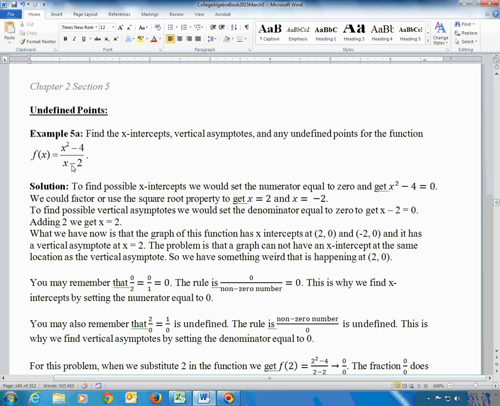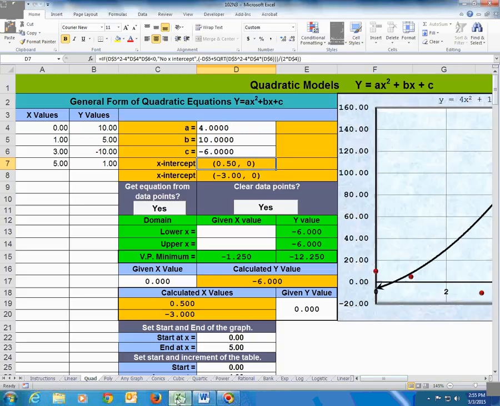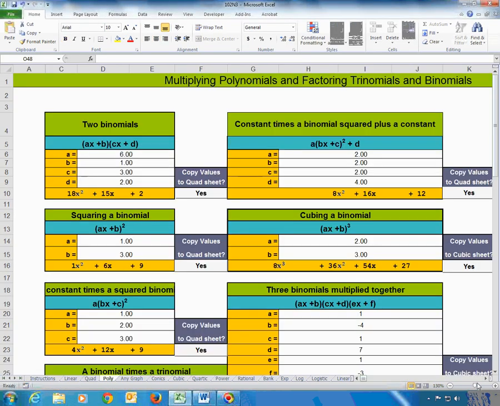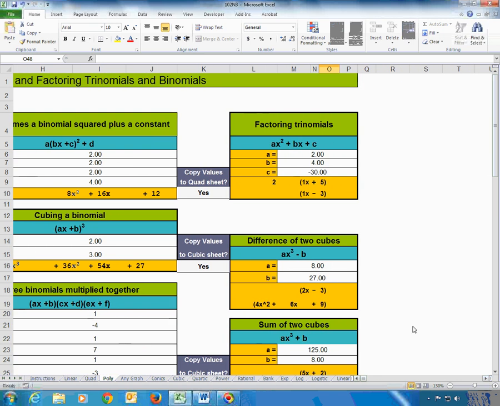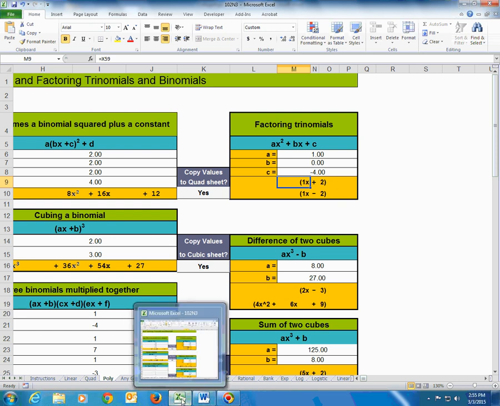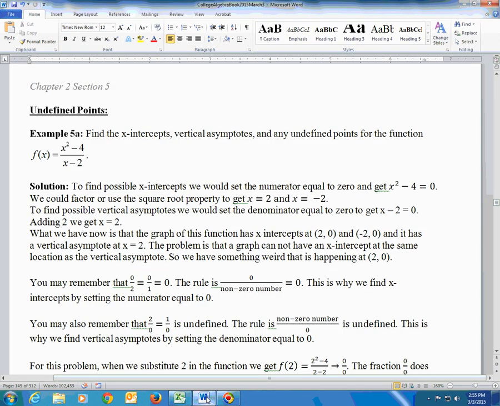Like if this was x minus 2, that quantity squared, that's okay. That means x minus 2 times another x minus 2. But this is a quadratic, so that needs factored. Now you can factor these either on the poly sheet, right over here on the right-hand side. You can put in the terms, the coefficients, and it will factor it, x plus 2, x minus 2. Or hopefully you already know how to factor, and you can factor it yourself.